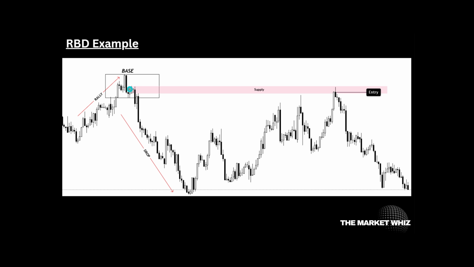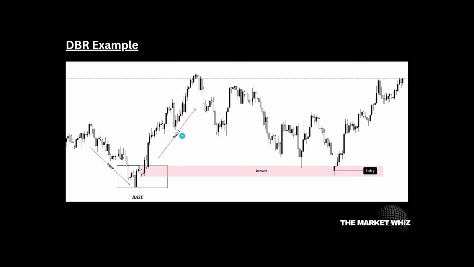So what do we do? We mark out supply. Look at what price does. It retraces, and it reacts exactly off of that supply zone, and then it sells off. Right? Very simple. Price is attracted to that selling pressure, and then it sells off. Very, very simple. All right, next one.